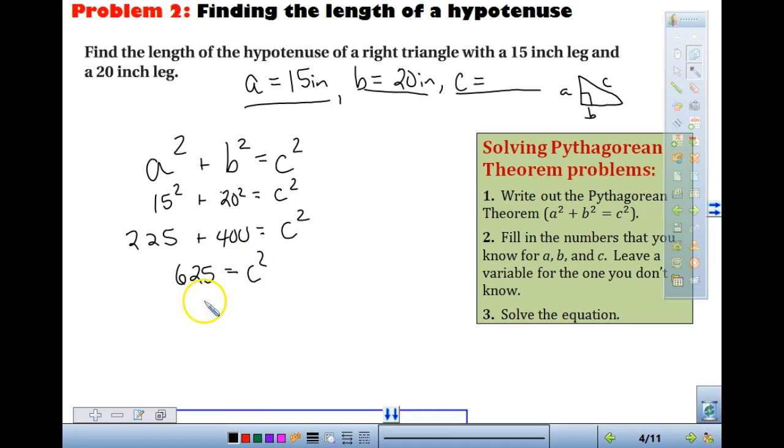I don't want to know what c squared is, I want to know what c is. If I know the area, I take the square root of the area. So I'm going to take the square root of 625, which when you put it in your calculator, please do that now, don't say it out loud. If you don't have a calculator, there's calculators up at front, please come grab one.